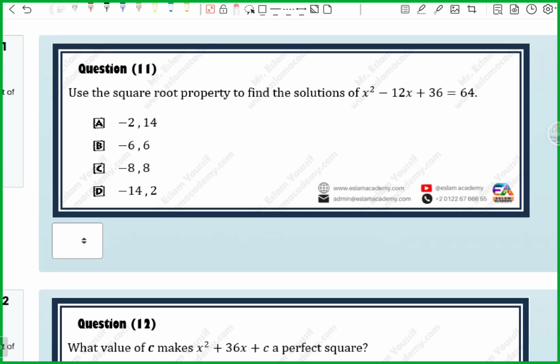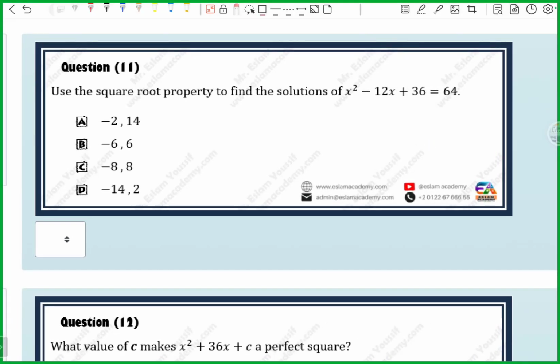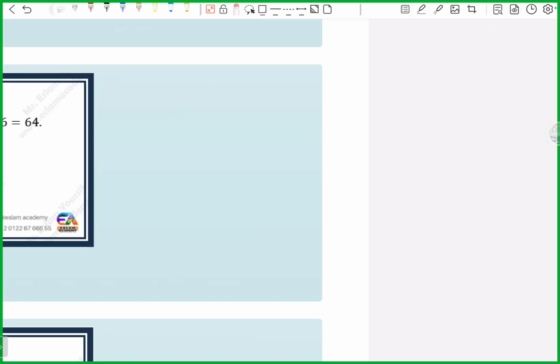Now we need to solve, use the square root property. You know what is the meaning of the square root property? Completing the square? No, there is a difference between completing the square and the square root property. There are two different things. Just listen. Ignore the question. Just listen to me. Leave the question. I'm just explaining a new part.